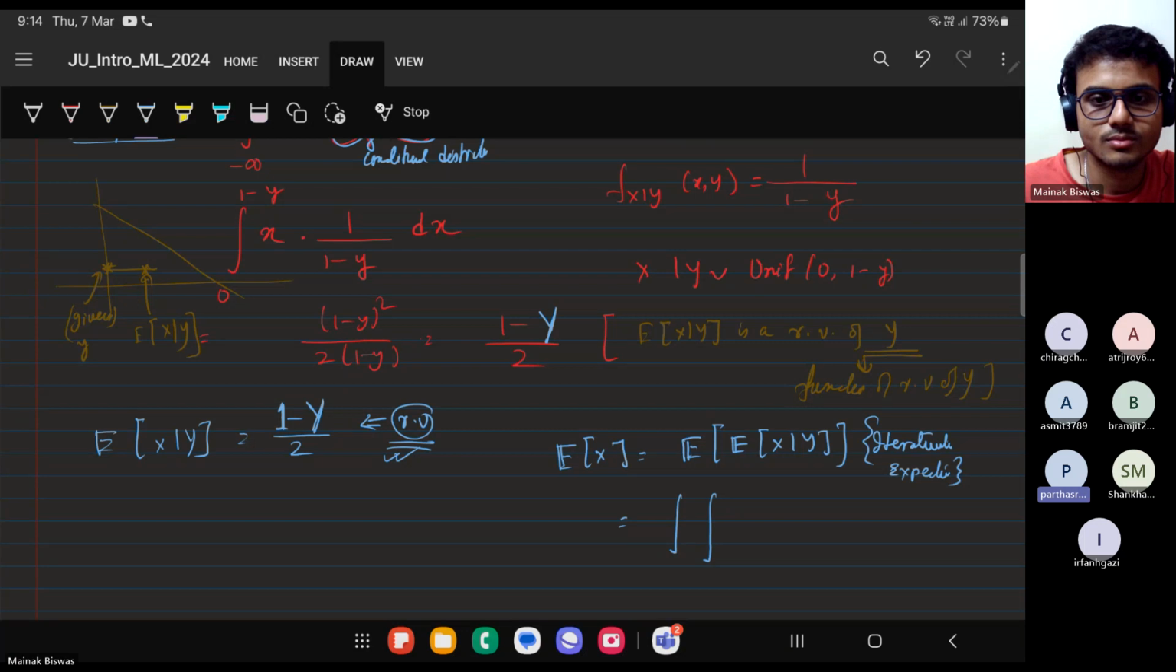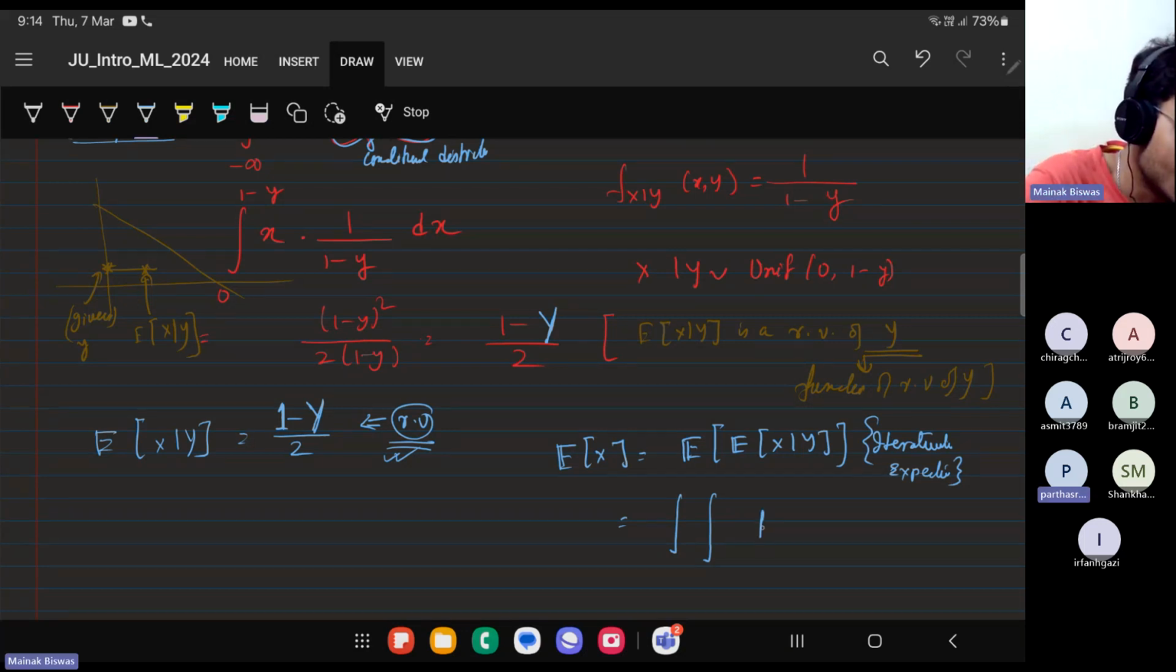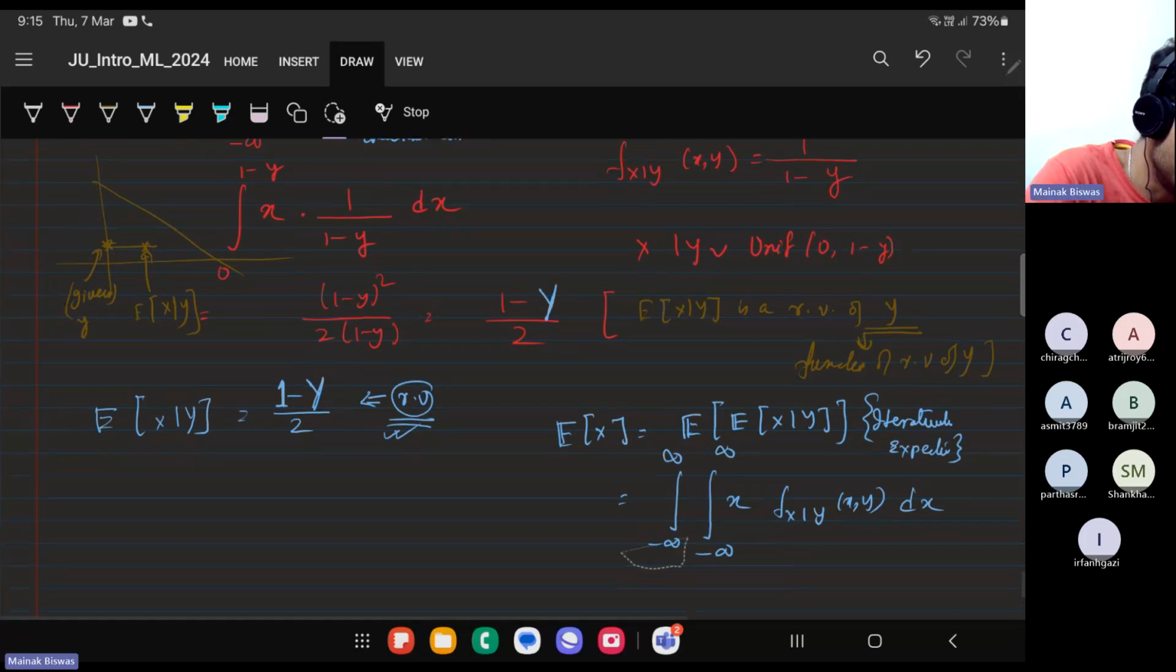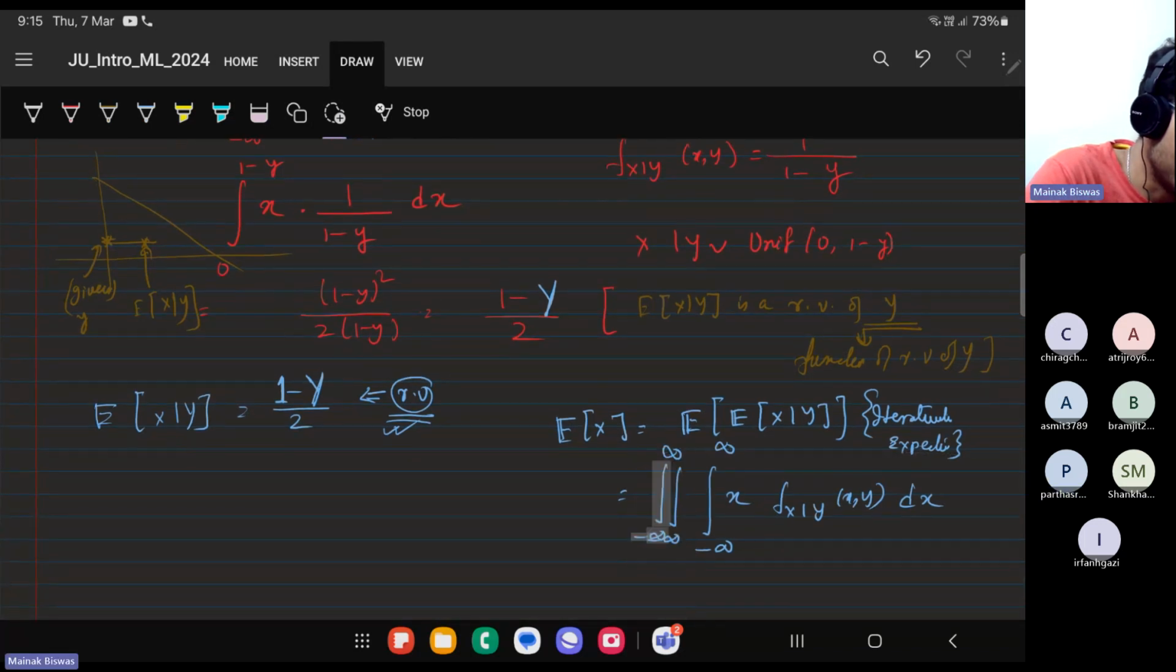When I was writing x, I will write this as the integral from minus infinity to infinity of f of x given y, x comma y, into x dx, right? Minus infinity to infinity, both. And the outer integral is defined over which random variable? Outer defined over y. Very good, because we have already shown it's a random variable of y. So it is f of y, y dy.